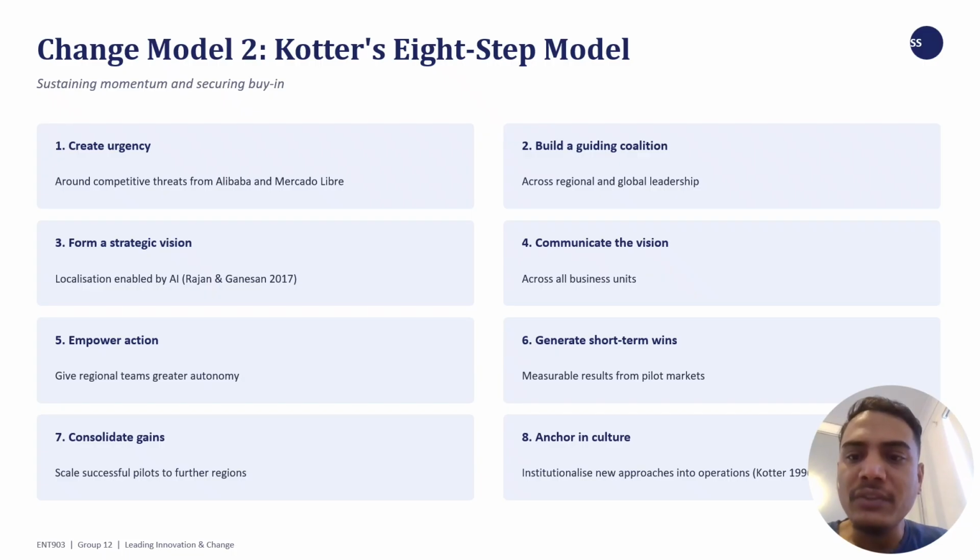It runs from creating urgency around competitive threats through building a coalition, forming and communicating the vision, empowering regional teams to act, generating short-term wins from pilot markets, consolidating those gains by scaling successful pilots, and finally anchoring the new approach in Amazon's culture. One known criticism of Kotter's model is that it's light on measurement, which is exactly why our implementation plan coming up shortly builds in concrete KPIs and a timeline.